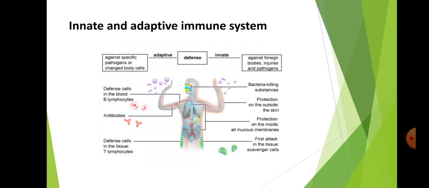Here is a figure: innate and adaptive immune system. Against specific pathogens or changed body cells, there is adaptive defense. Defense cells in the blood, B lymphocytes, antibodies, defense cells in the tissues, T lymphocytes. While against foreign bodies, injuries and pathogens, there is innate defense. Bacteria killing substances, protection on the outside skin, protection on the inside all mucous membranes, first attacks in the tissue, scavenger cells.